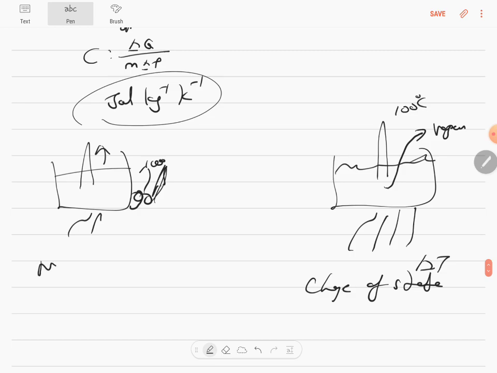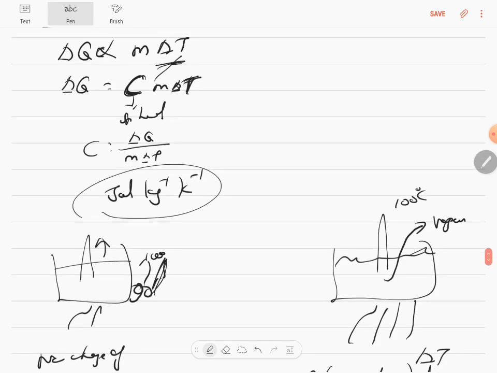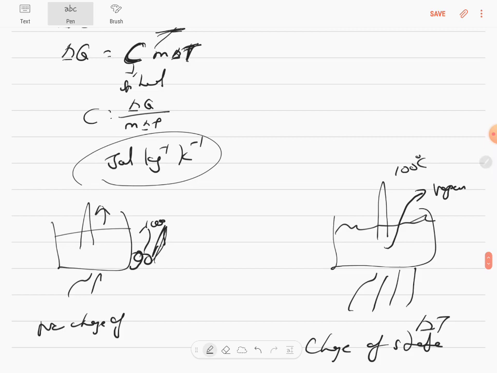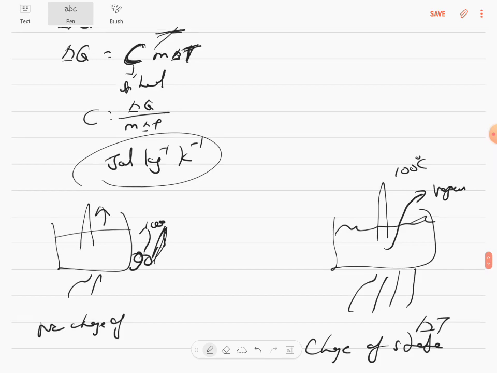Here there's no change of state. When there's no change of state, there's a conspicuous increase in the temperature, and the specific heat is the constant involved. But here there's a change of state, and so until all the water evaporates and becomes vapor, the temperature is going to remain at 100 degrees Celsius. This is for latent heat. That's known as latent heat.